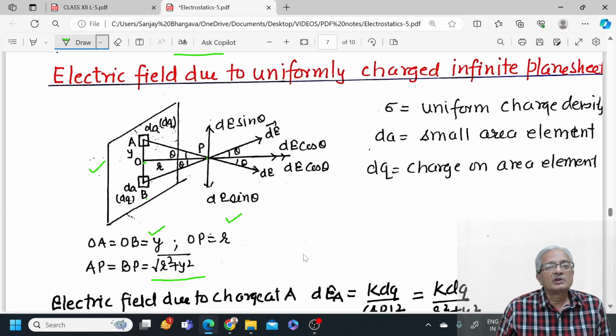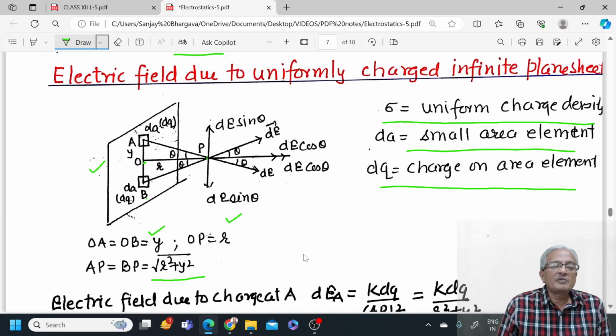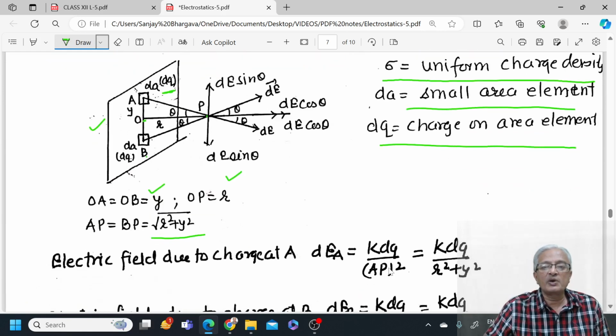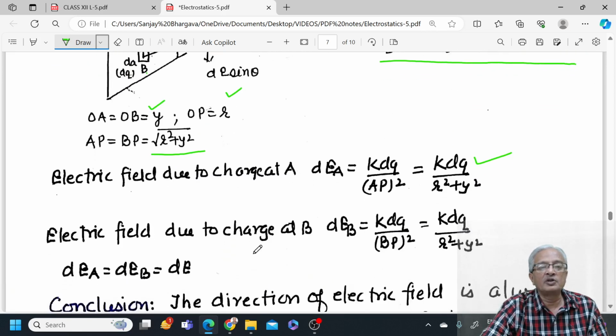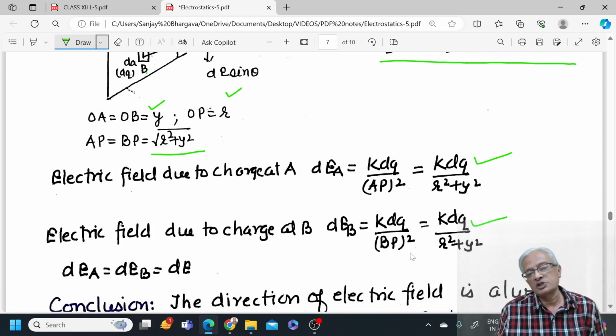To describe the uniformly charged sheet, we use the concept of uniform charge density. dA is a small area element and dq is the charge on this area element. Now there would be some electric field produced by the charge dq at A, and that would be equal to dEA, which would be equal to k dq upon AP square, which can be written as k dq upon r square plus y square. Similarly, I can calculate what would be the electric field due to the charge at B, and it would be the same in magnitude, k dq upon r square plus y square.